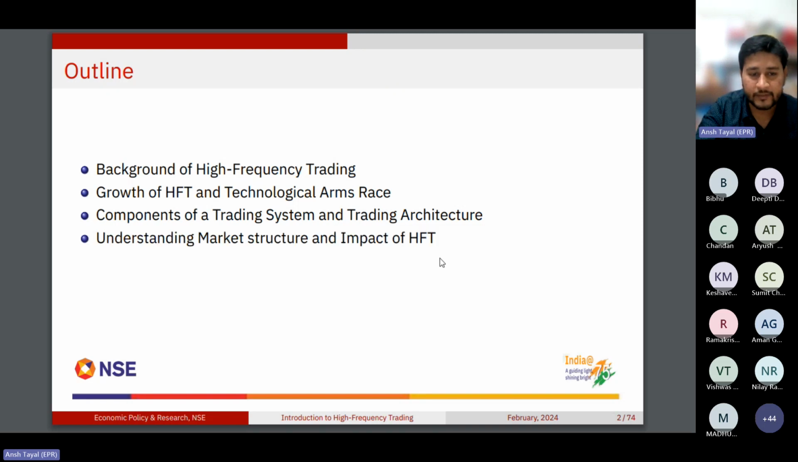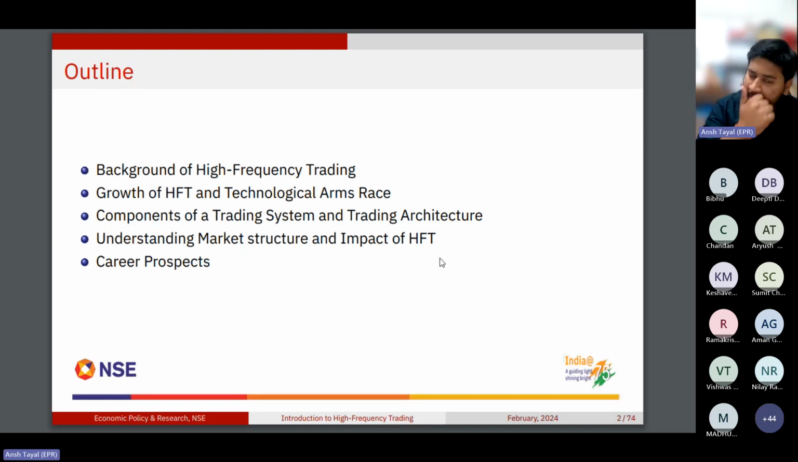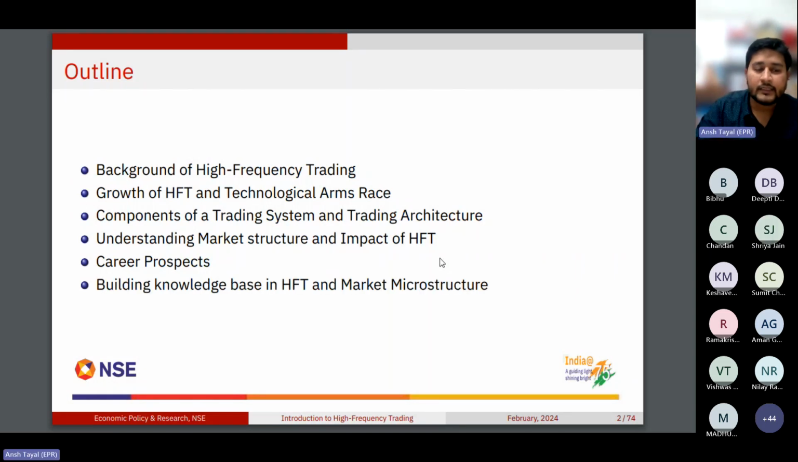so that gives you a glimpse of what's happening in high frequency trading. Then understanding various players in the market and how HFT impacts the market structure. Then I'll briefly talk about career prospects if you are interested in this field. The next step would be how you can build a knowledge base in this area. And at last, I'll talk about what we do using this high frequency data.